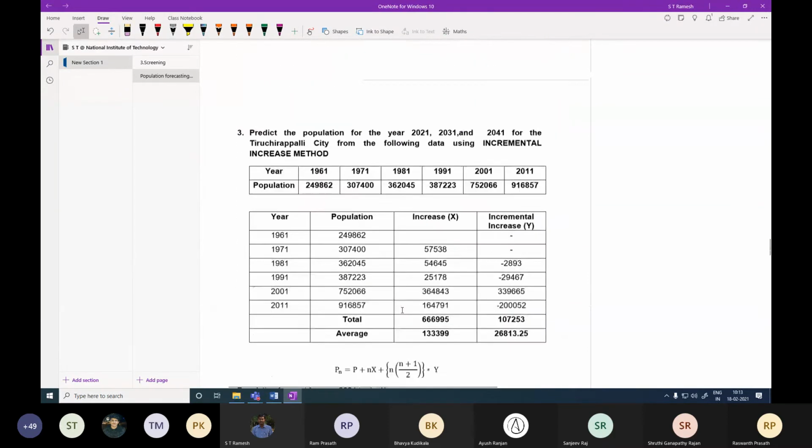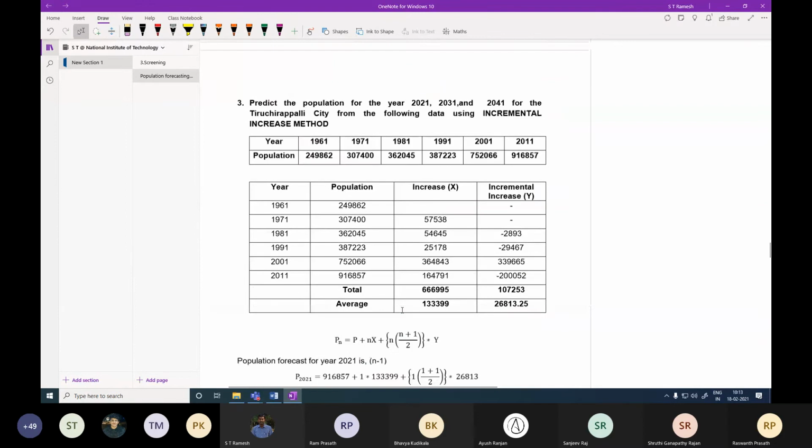The second method. The third method is the incremental increase method. Please make a note on the incremental increase method. Okay, so this is very simple. The increase we have calculated. Now you have to find out what will be the incremental increase. This we have calculated in problem number 1, or method number 1. Now you have to calculate this minus this. You can also indicate whether it is a positive projection or a negative projection. Please make a note on this.